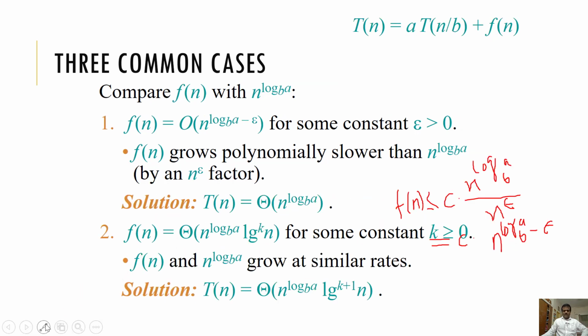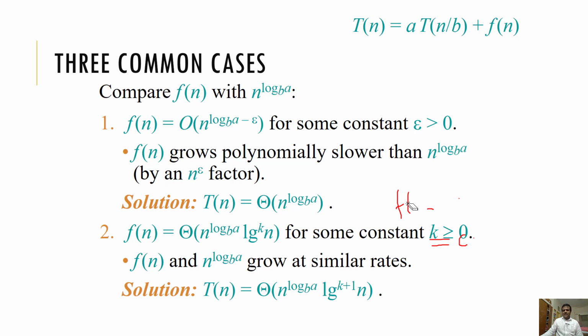Now we can remove this. So now we go for case 2. In case 2, both are the same. If we are comparing two terms, there are three possibilities: less, equal, and more. So these are the three possibilities.